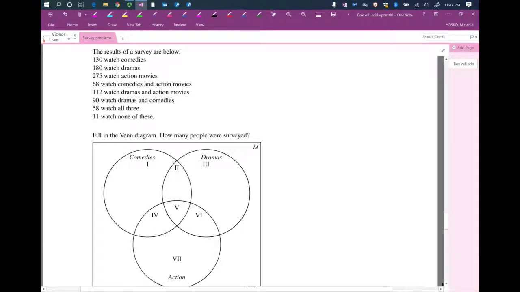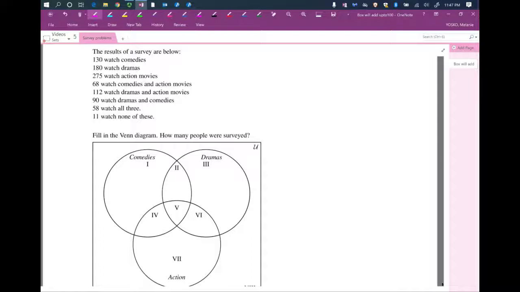A survey problem. We're going to solve this with a Venn diagram. The results of a survey are below. 130 people watch comedies, 180 watch dramas, 275 watch action movies, 68 watch comedies and action movies, 112 watch dramas and action movies, 90 watch dramas and comedies, 58 watch all three, 11 watch none of these.